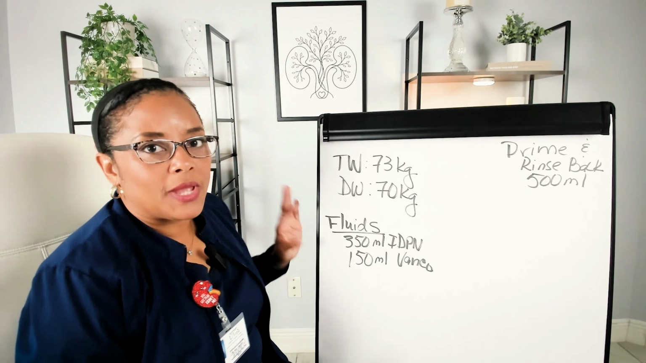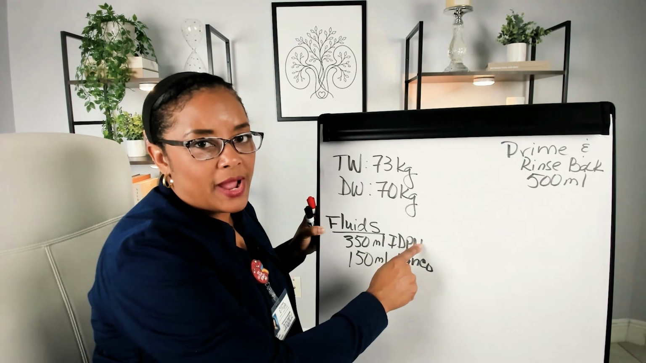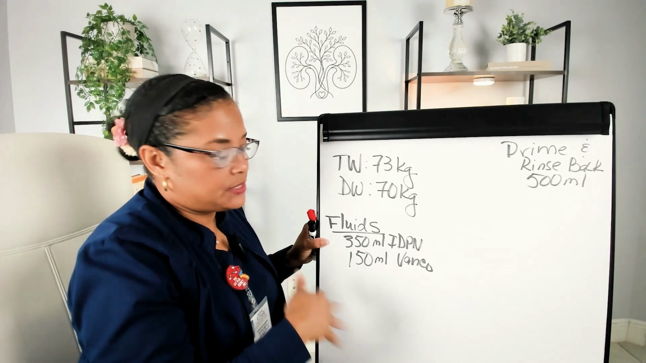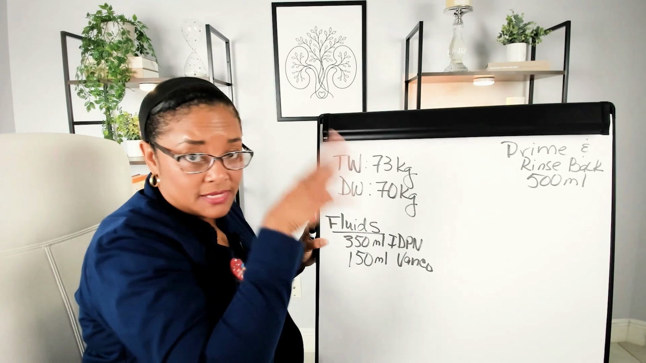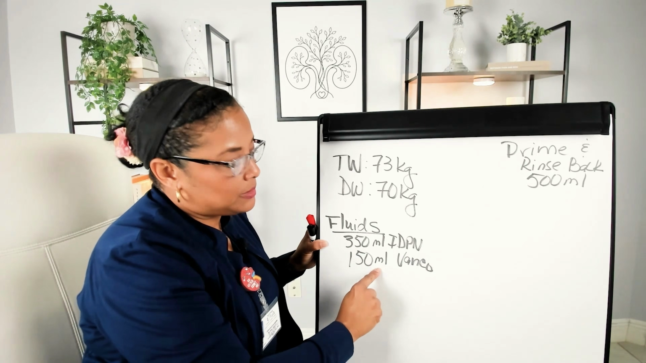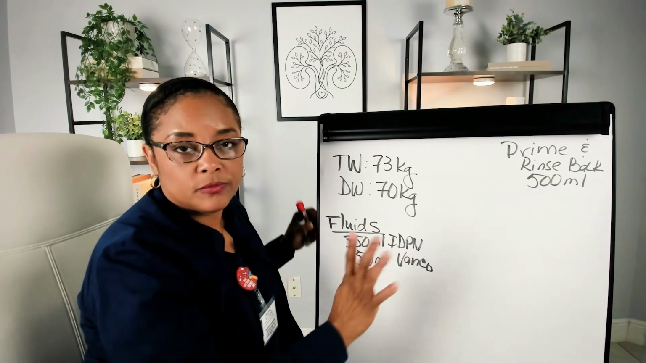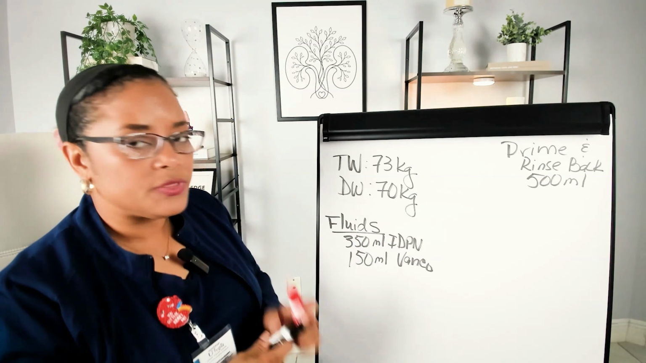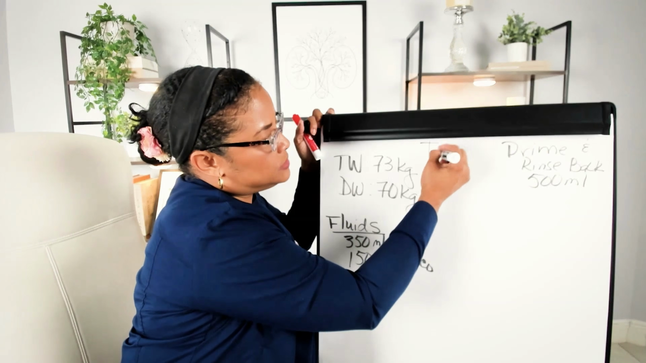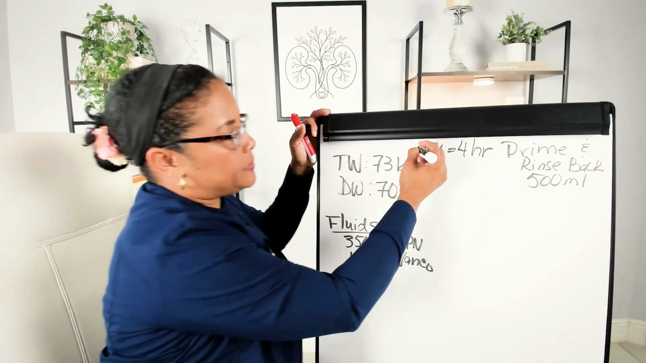Then additional fluids, we have 350 milliliters for IDPN, which is the nutrition for the dialysis patient. Not everyone receives this, but in this case, we have a patient that's going to receive it. And then we also have 150 milliliters for the antibiotic, for Vancol, which is the antibiotic. Another thing we need to know is how long this treatment is. We are going to say that this treatment is 4 hours. It's a 4-hour treatment.